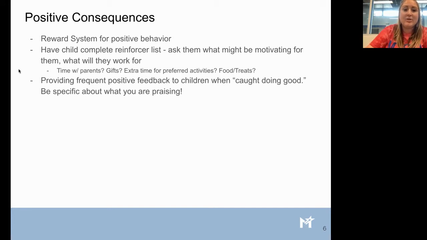I always recommend too, if you have a reward system, let's say the child is going to earn 5 stars, and then after they earn 5 stars for appropriate behavior, they can earn a big reward. Have the kids sit down with you and talk about what they want to earn. Have them write out what would be motivating. What do you want to work for? Some kids, it's time with parents.